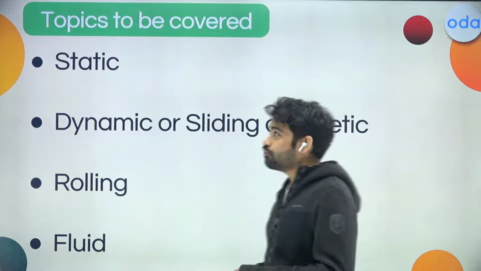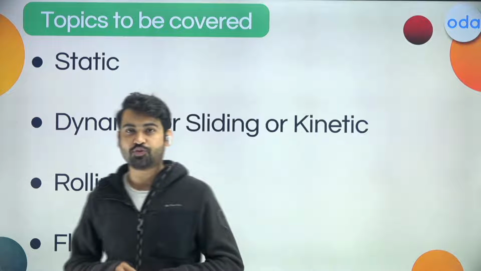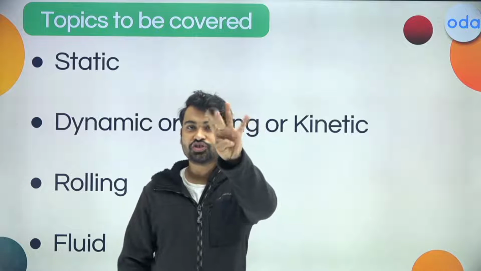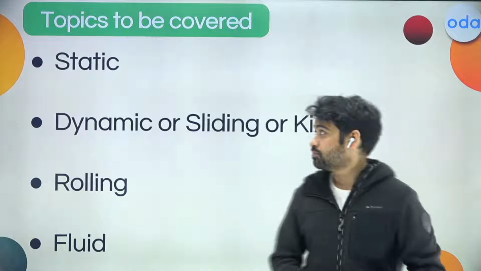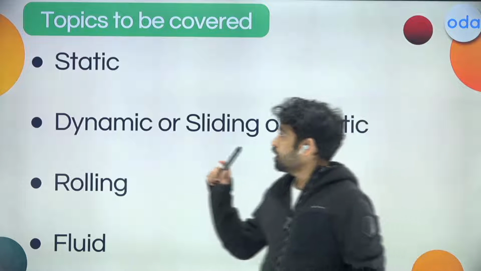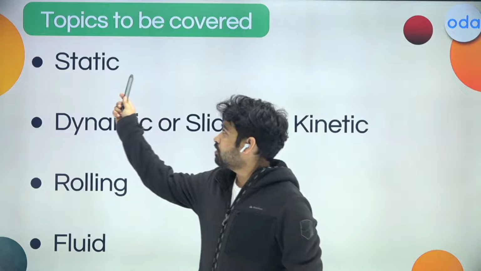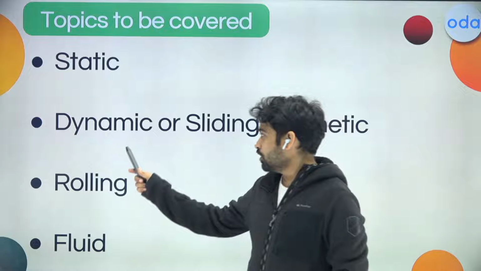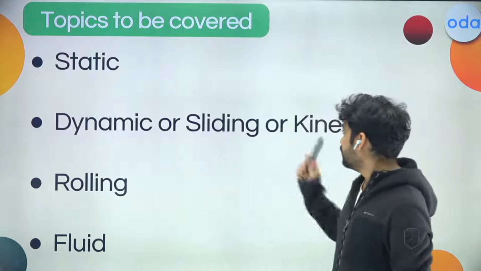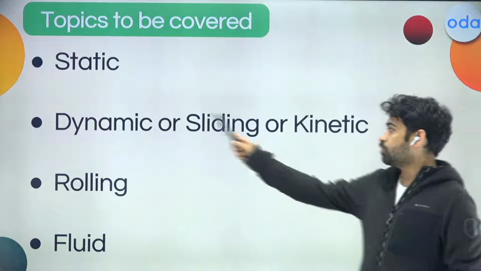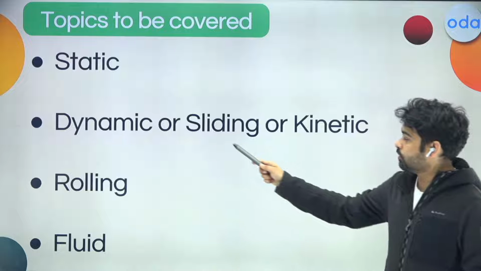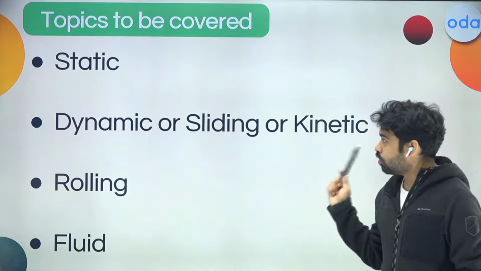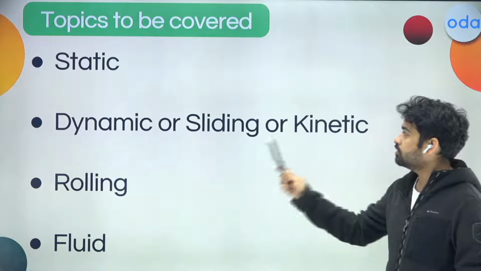Now, what are the different topics to be covered? What are the different things that we want to do in this session? Four types of friction, right? If you'll see, the names are given quite easily over here. You must remember that the first friction is called the static friction. The second one has a lot of names. It could be called dynamic friction, sliding friction, or kinetic friction as well. So all these three names are the same.